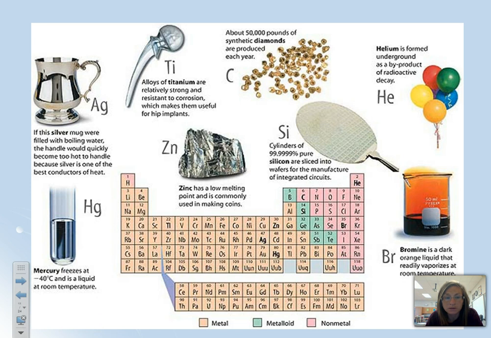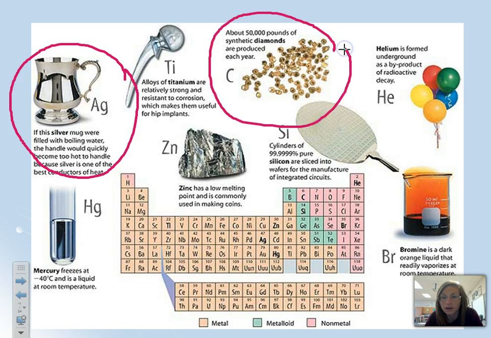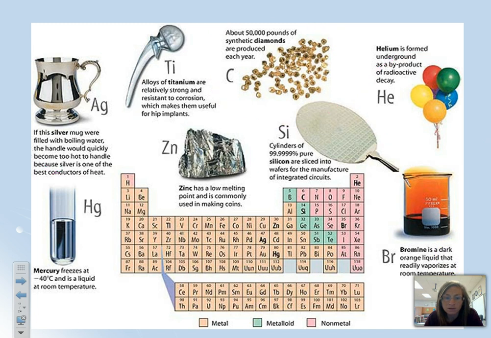Here is a picture of the periodic table, and they kind of pulled out some of the common elements that you are probably familiar with. You've got your silver here and examples of what it's used to make. Carbon actually is what produces diamonds for us, and you have your helium in the balloons. Things that are very common and that you've seen before help you connect with the elements in the table.